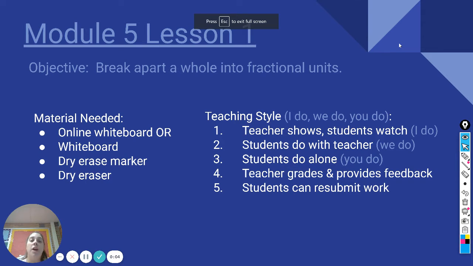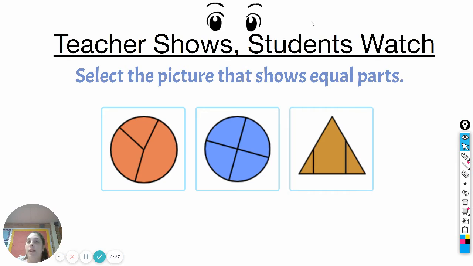You just made your fraction strips, and now we're going to continue with Module 5, Lesson 1 to show how the IXL that we're doing today relates to how we made our fraction strips. The objective for today's lesson is to break apart a whole into fractional units. So you broke apart those fraction strips into fractional units, and now let's look at the IXL. So I'm going to show you this example first, and then we'll do the other two examples together.